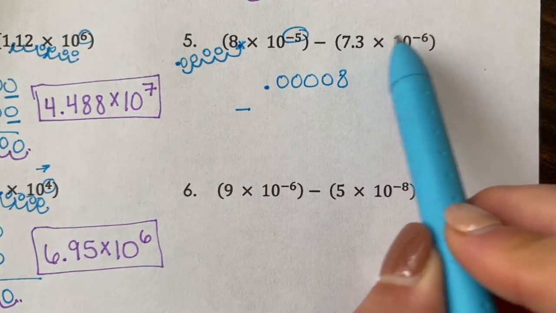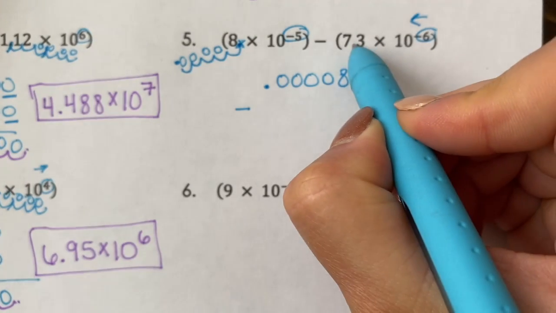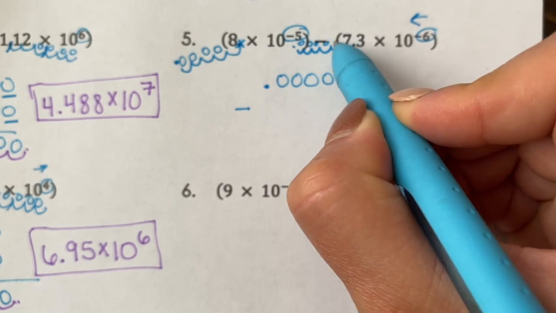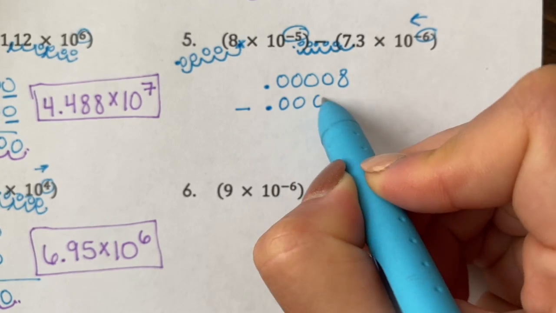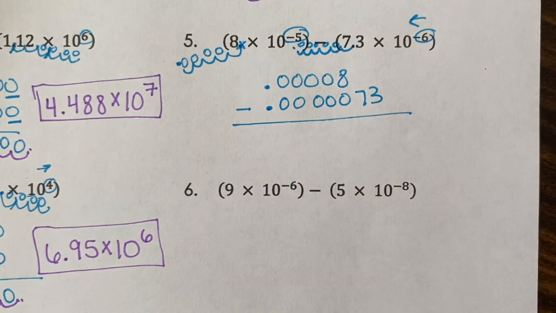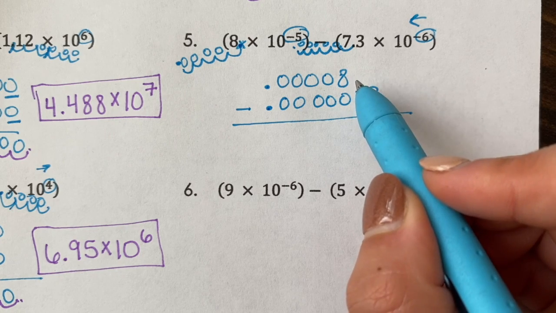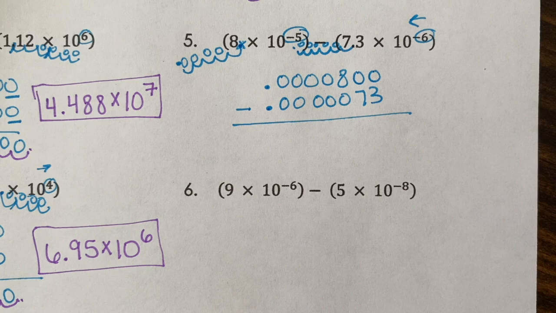minus, this time we're going to move our decimal 6 to the left. 1, 2, 3, 4, 5, 6. So you have 5 zeros in front, 7 and 3. Be very careful that all of your place value is lined up. Now, for adding, you don't really need values here. You know it's 0, but for subtracting, you are going to have to borrow. So make sure you put those zeros there.